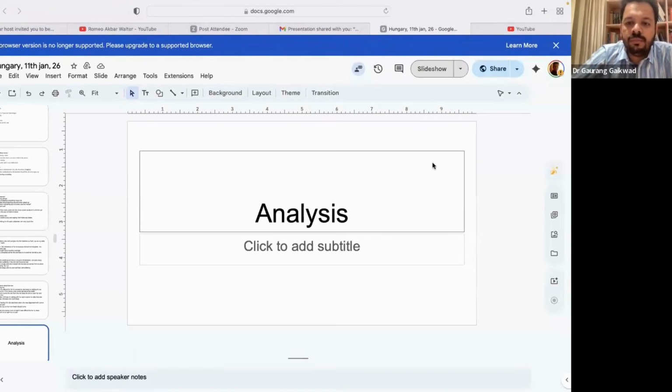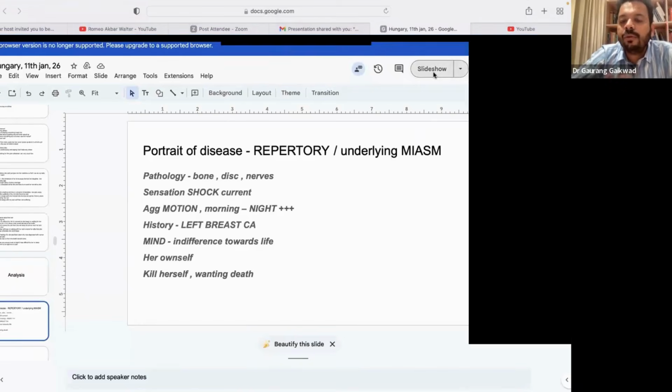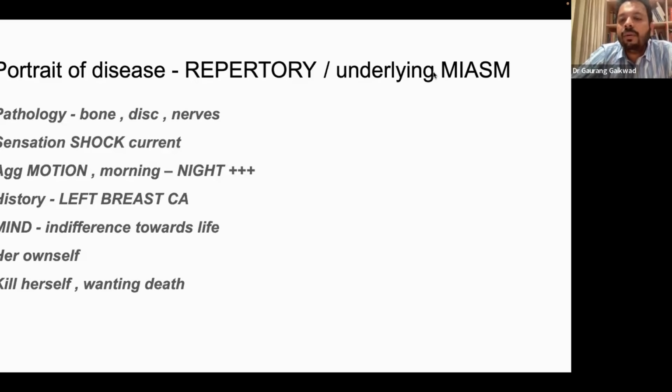So now, this is the kind of state that we are talking about here. What do we see? Let's try to form a portrait of the disease. The main pathology is the bones, the discs and the nerves. We need a remedy that has action on bones, discs and nerves. The main sensation she describes is like an electric current. It is aggravated by movement, aggravated in the morning, but maximum aggravation is at night.